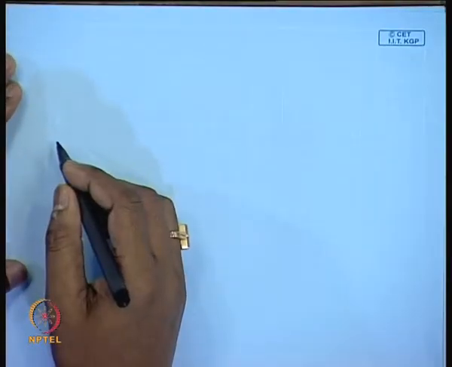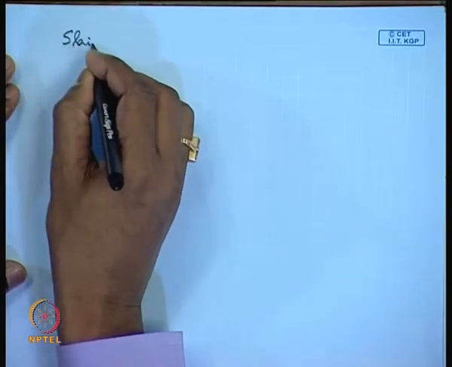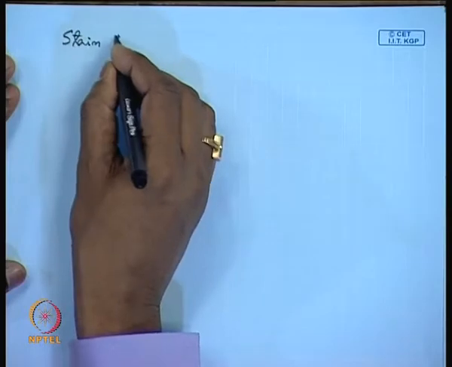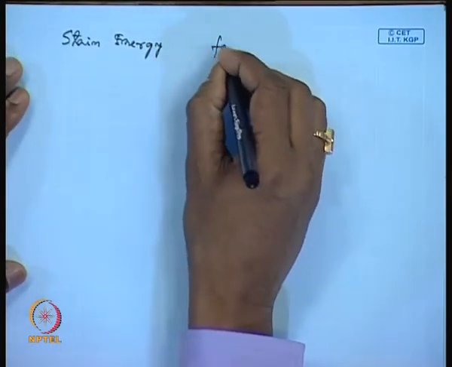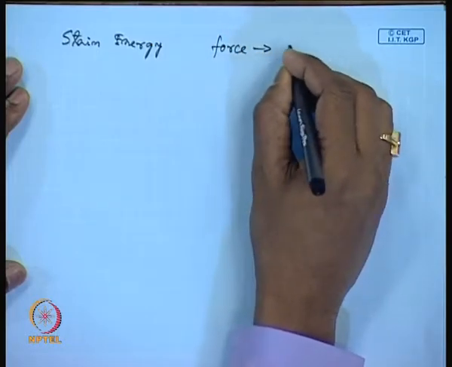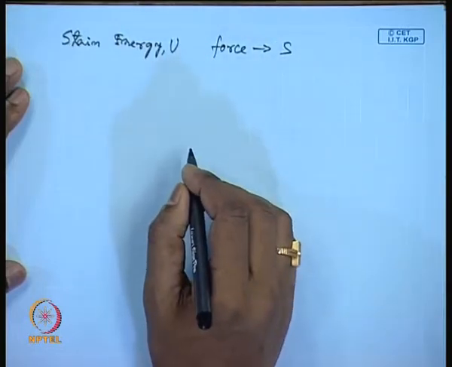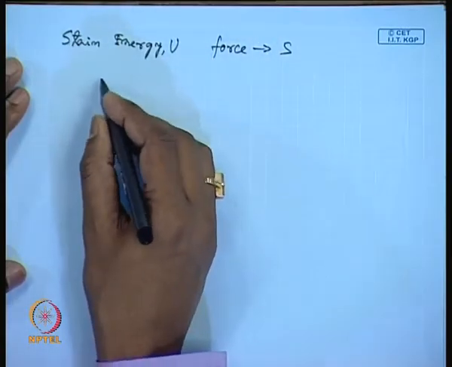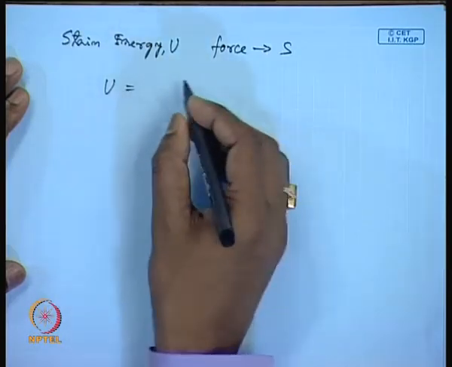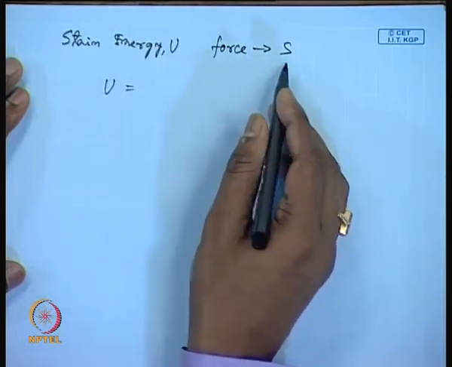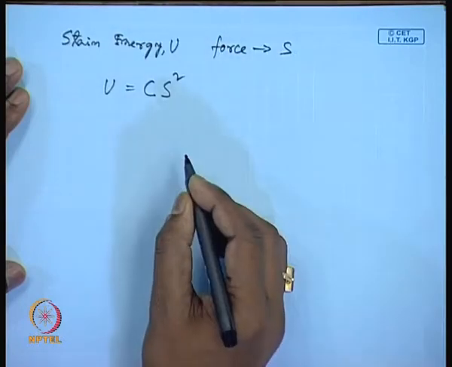Now we will take one example here, which is related to the strain energy and the force. The force is denoted as S, and the strain energy is denoted as U. Now, in a linearly elastic bar, these two variables are related, that is, the strain energy is proportional to the square of this force. So, let us say that this is a constant times S square.